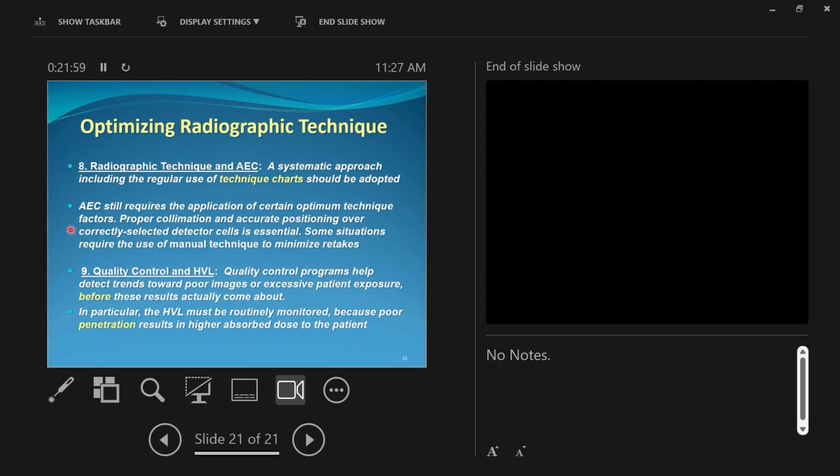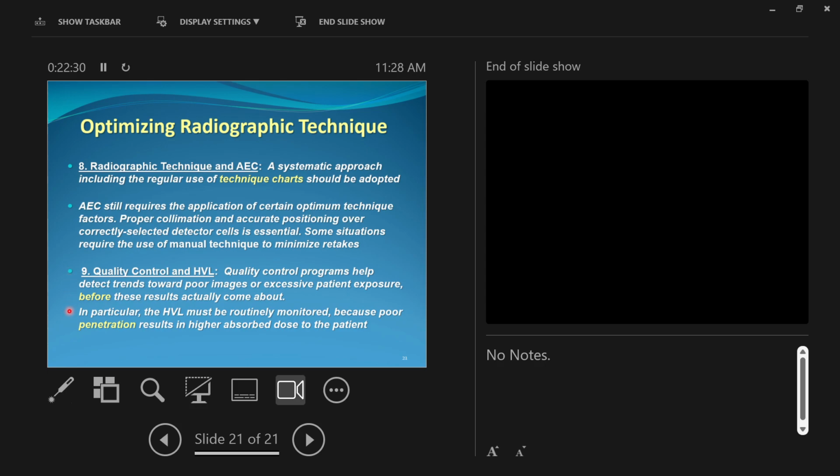Yeah, so that's good. Last one is quality control and half value layers. All I really want to say here is that quality control programs help detect trends toward poor images and excessive patient exposure. This is stuff like your quarterly repeat review, right? The radiation safety officers will go through and make sure everyone's repeating images for good reasons and that our images are of good quality, right? This is important to do, quality control on a regular basis.